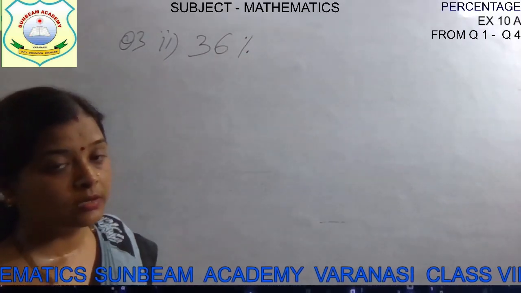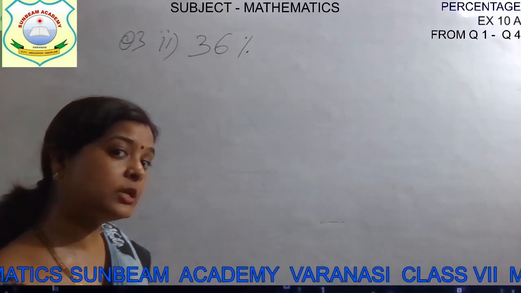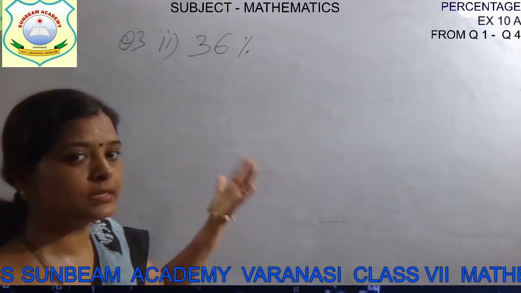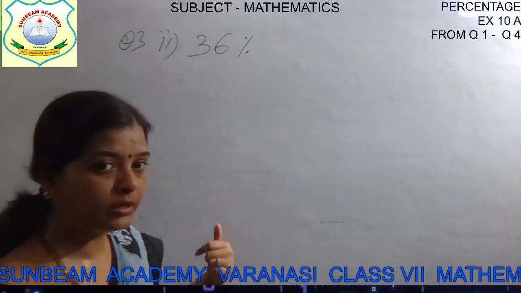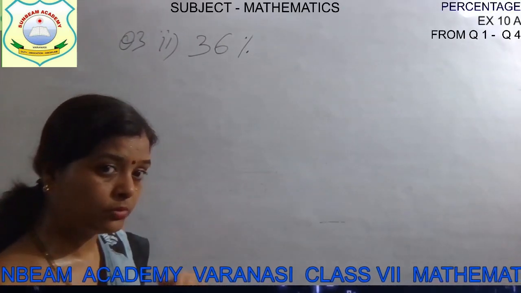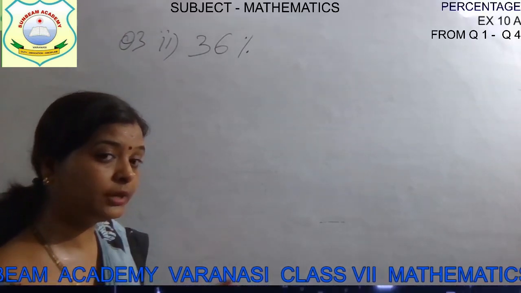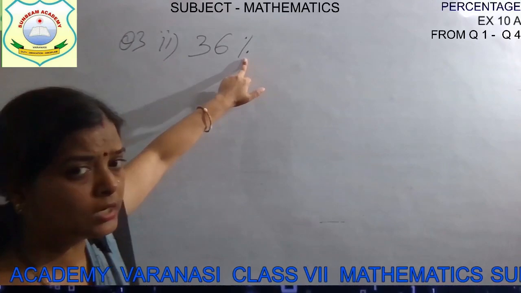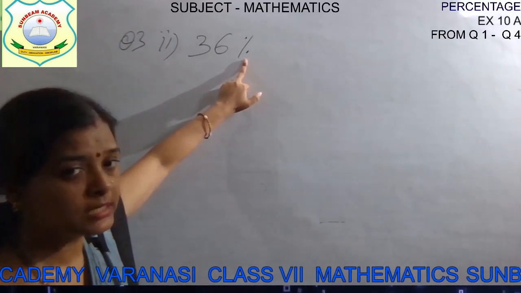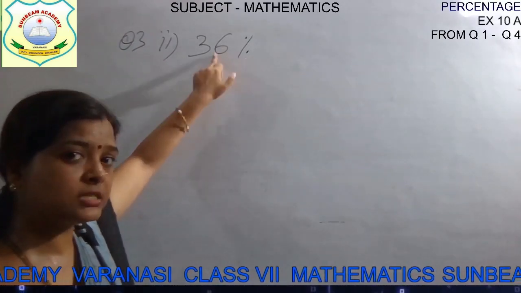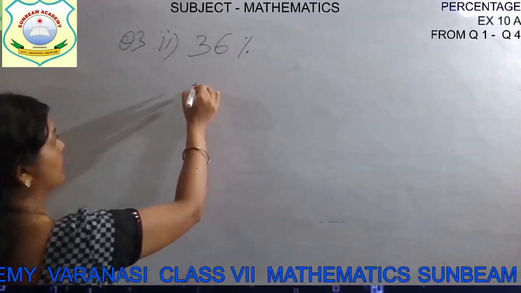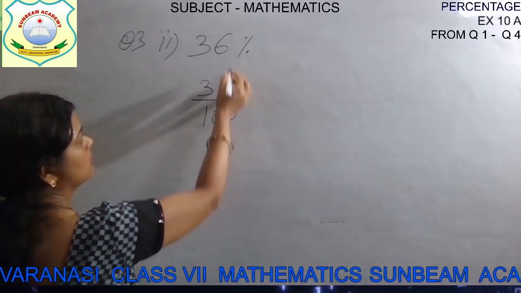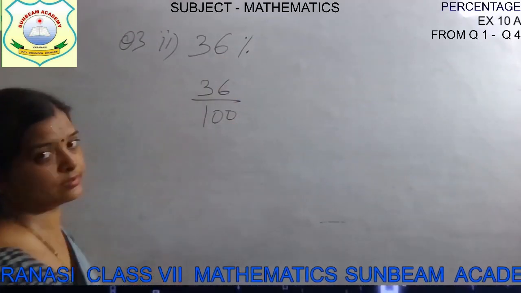Now next, we have to convert it into a ratio. It is in percentage, isn't it? And we have to convert it into a ratio, not a fraction. What will we do, children? Simply, percentage means what? Out of 100. So we will write it as 36 by 100. 36% is the same as this, children.